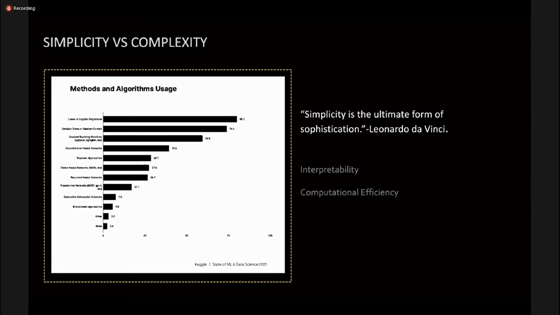Simplicity gives you interpretability and computational efficiency. And what does that mean? That if you build a simple model for some task, you are going to be able to interpret why the model is predicting or doing what it does. Because if you have something very complex, like a neural network with many parameters, basically it's a black box. It's very difficult to interpret why the model is predicting what it predicts. And in some business contexts, you cannot have that.